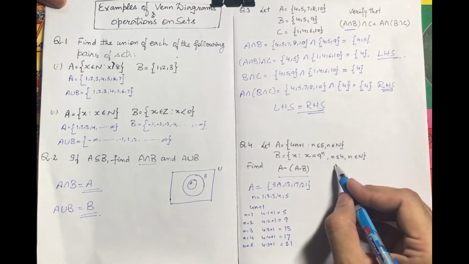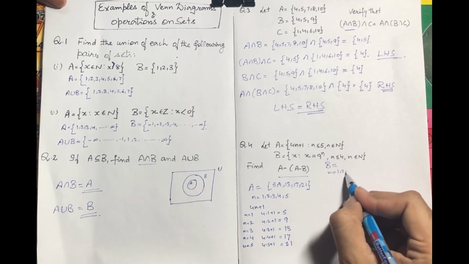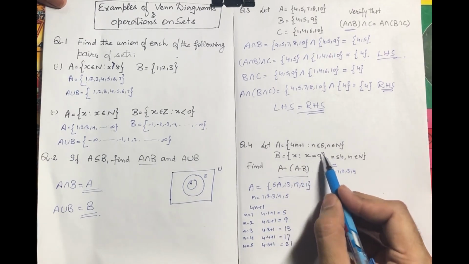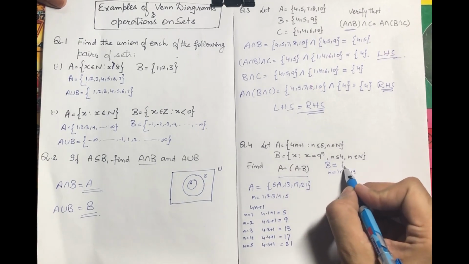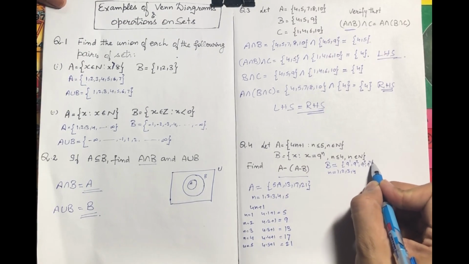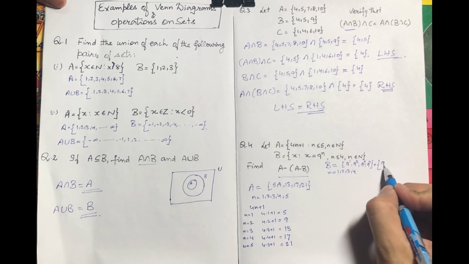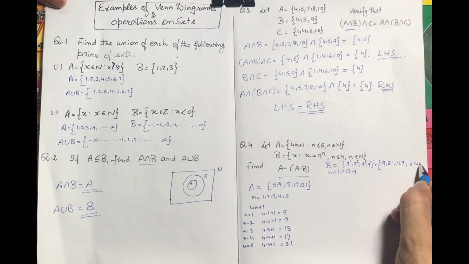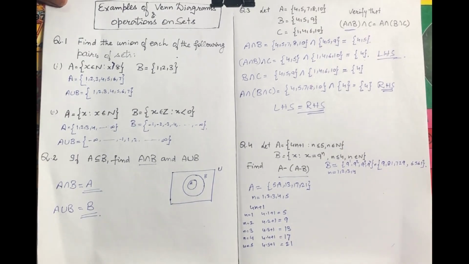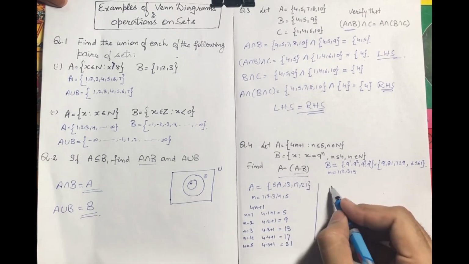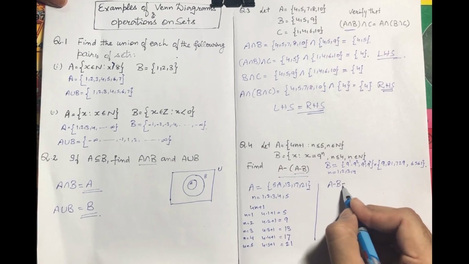Now to find B, n is 1, 2, 3, 4. So elements of B are the powers of 9, 9 raised to power n. So B becomes 9 power 1, 9 power 2, 9 power 3, 9 power 4. That means B is 9, 81, 729, 6561. Okay.